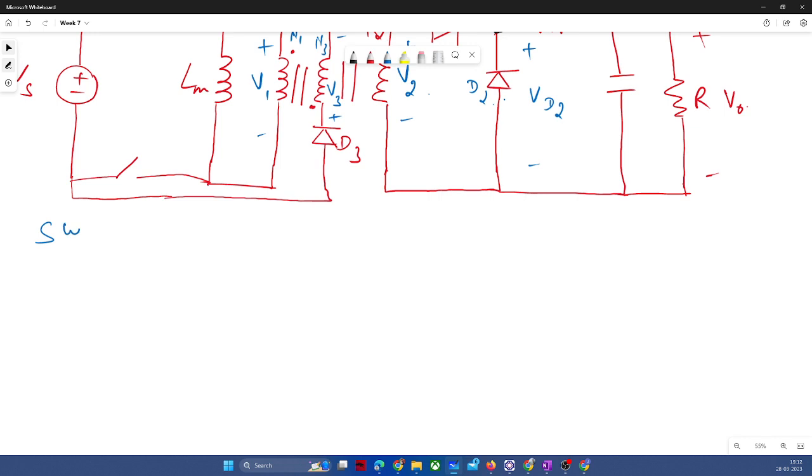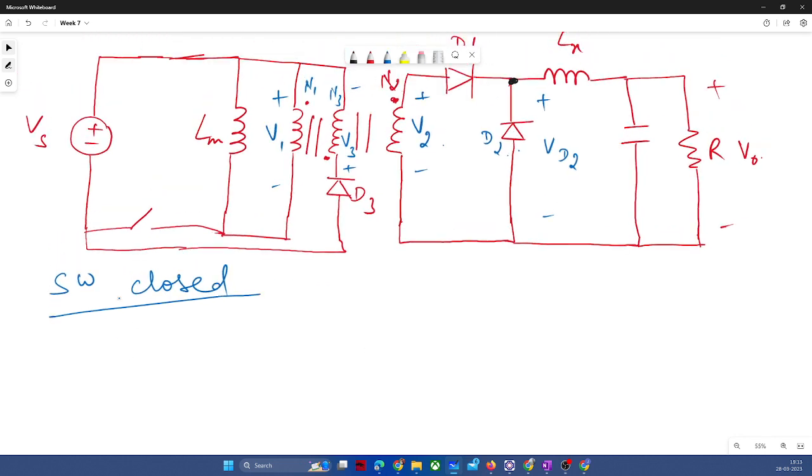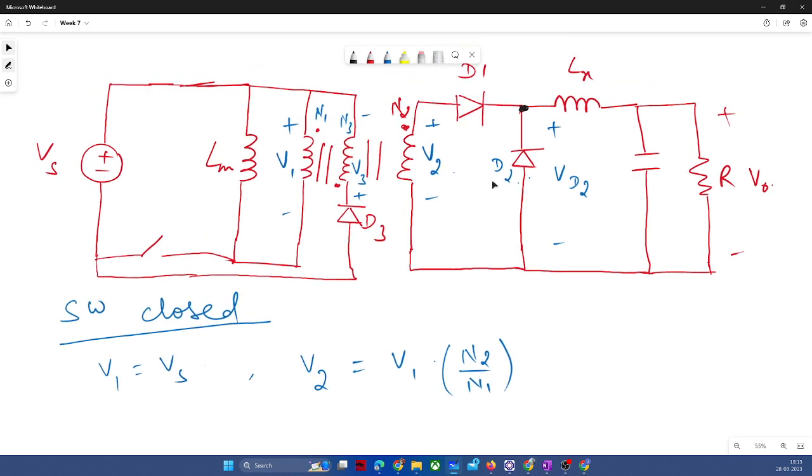So when the switch is closed, this V1 will be equal to Vs, and this V1 will be reflected to V2. By turns ratio, V2 by V1 is equal to N2 by N1. When V2 is positive, this diode D1 will conduct, and this diode D2 will be reverse biased, and our inductor Lx will be charged till the switch is on, right? Since V2 is positive, till now at least.